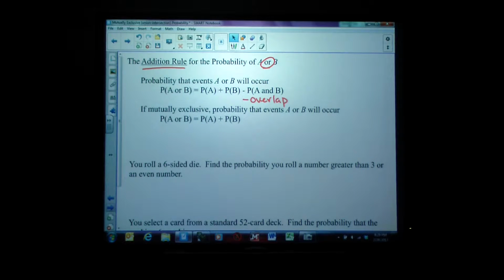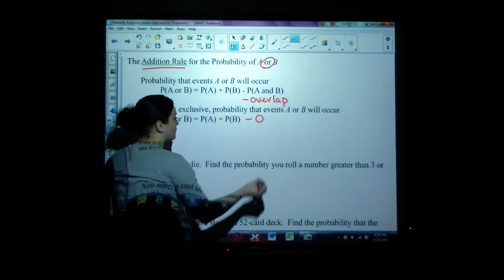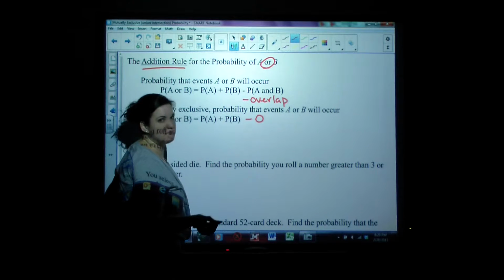Now, if items are mutually exclusive, that means that there is no overlap. So we can simply take A plus B, because the overlap would be a 0. And does minus 0 do anything? No.